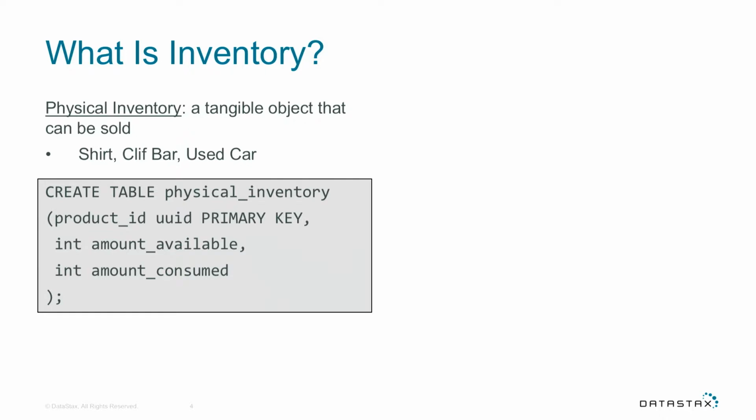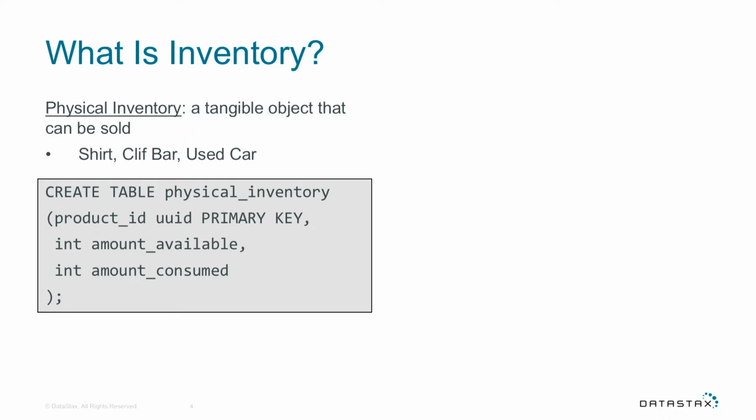Let's think about how we might represent physical inventory using CQL. First, we have the inventory of a specific product. We could store the description of the product in the table. Let's assume for right now that we're just storing a product ID. This implies that the product description is available somewhere else. Notice also that the product ID is our primary key for this table. So we'll have a single partition for each product.